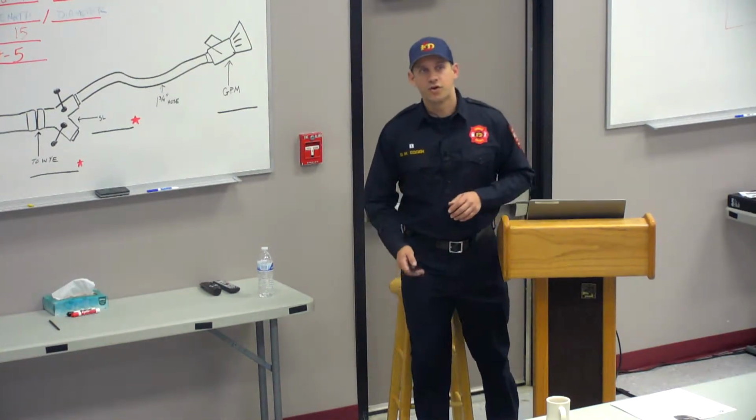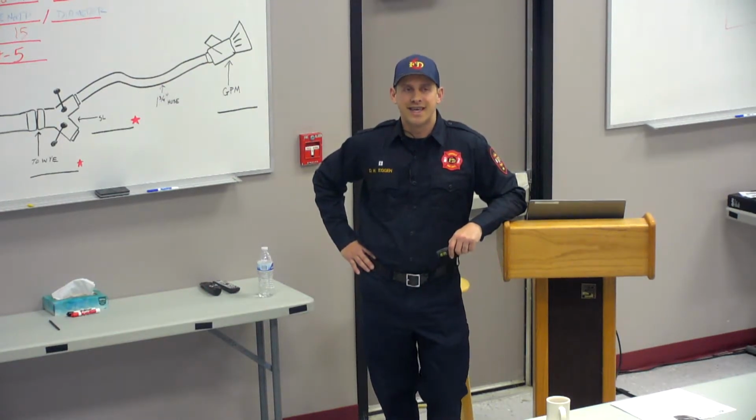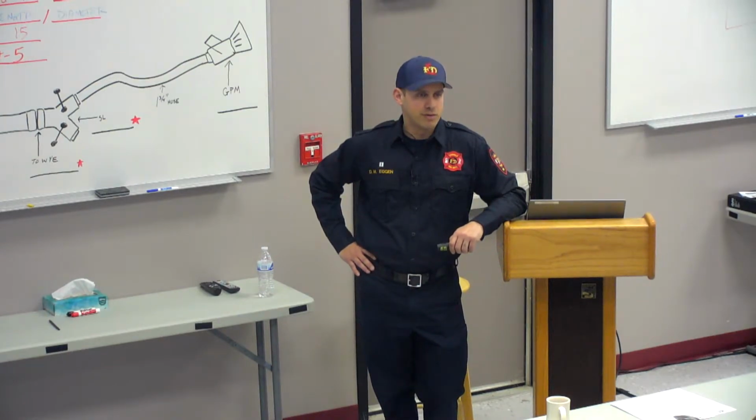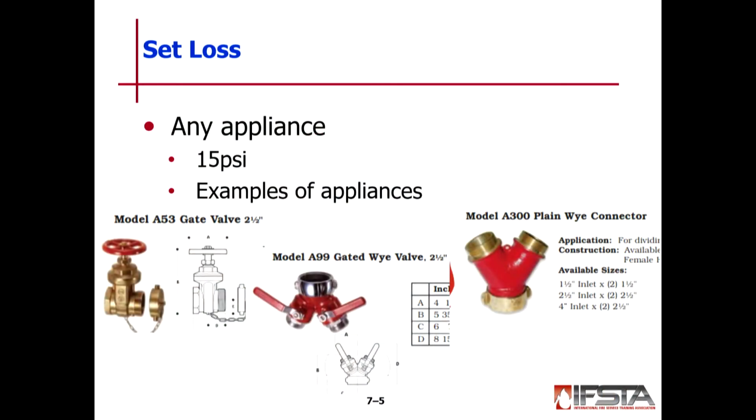So, friction loss for appliances. Up here I have 3 examples of appliances that we see quite often. There are many more. There's more than what we even carry on our apparatus. The takeaway from this is what we mentioned earlier. We have a set loss of 15 on any of these.